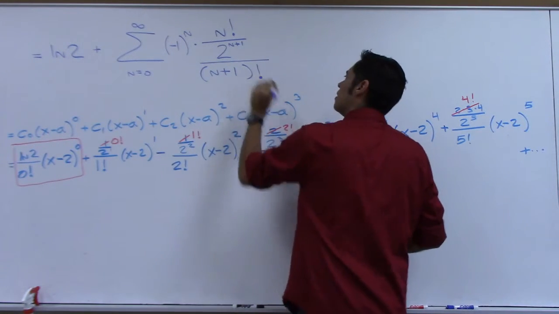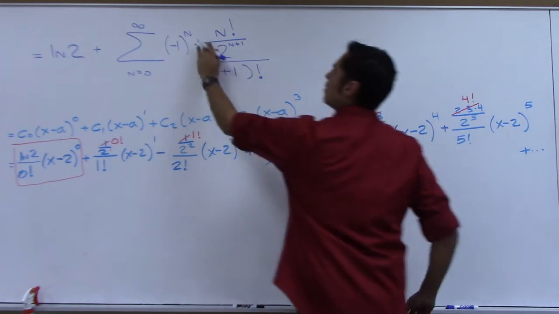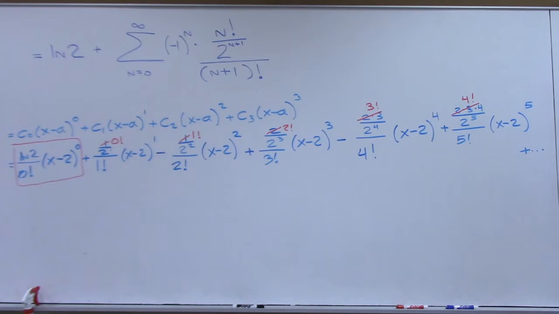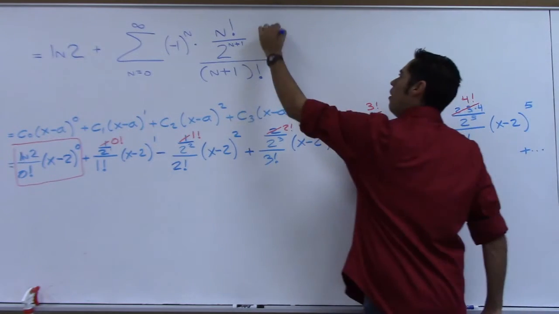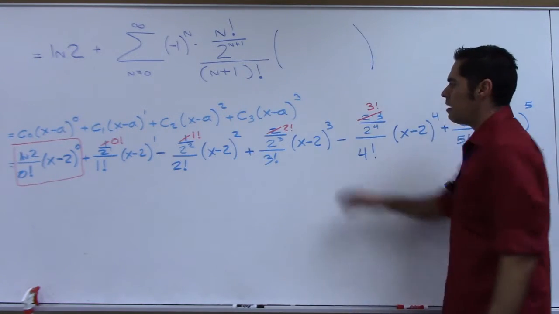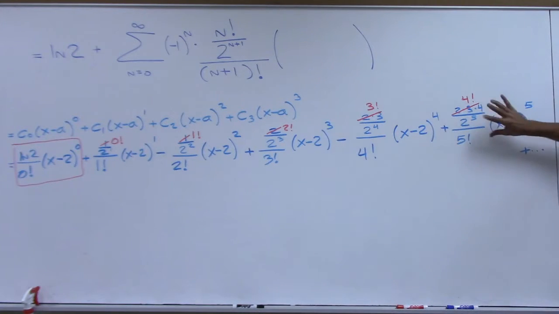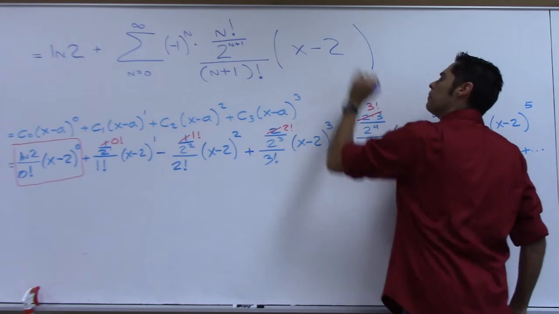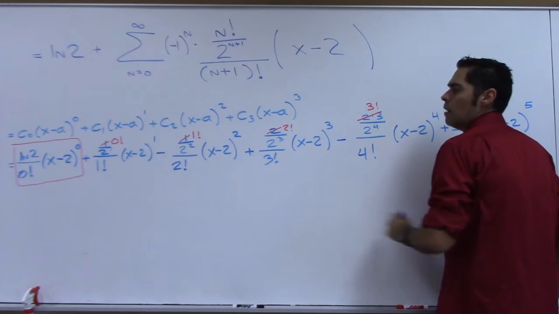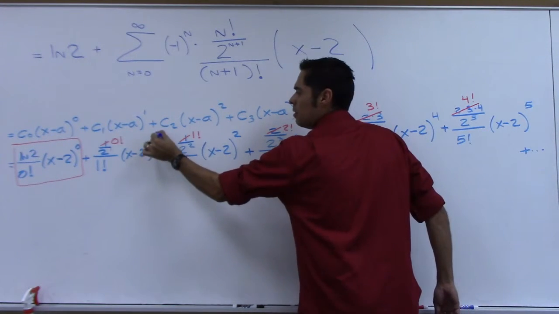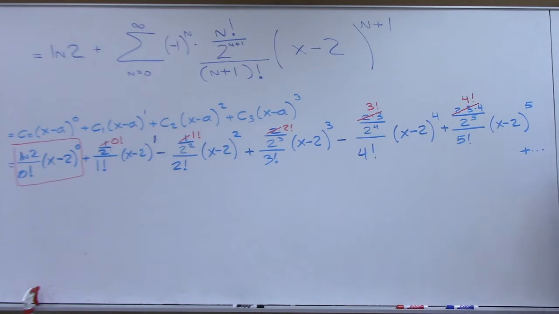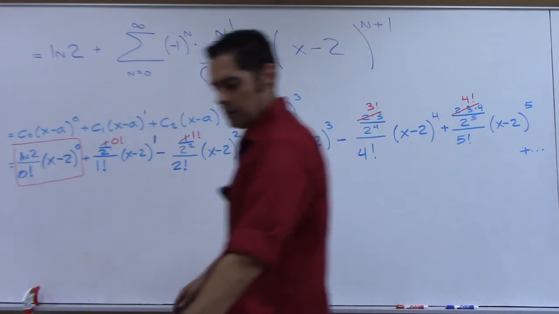I know this looks like a disaster. I'm going to make this a little shorter up there like that. All of this times, right, I've taken care of all this that's happening out front. And then it's x minus 2 to what? I want my first one to be 1, right? So how about n plus 1? Almost done. Almost done.